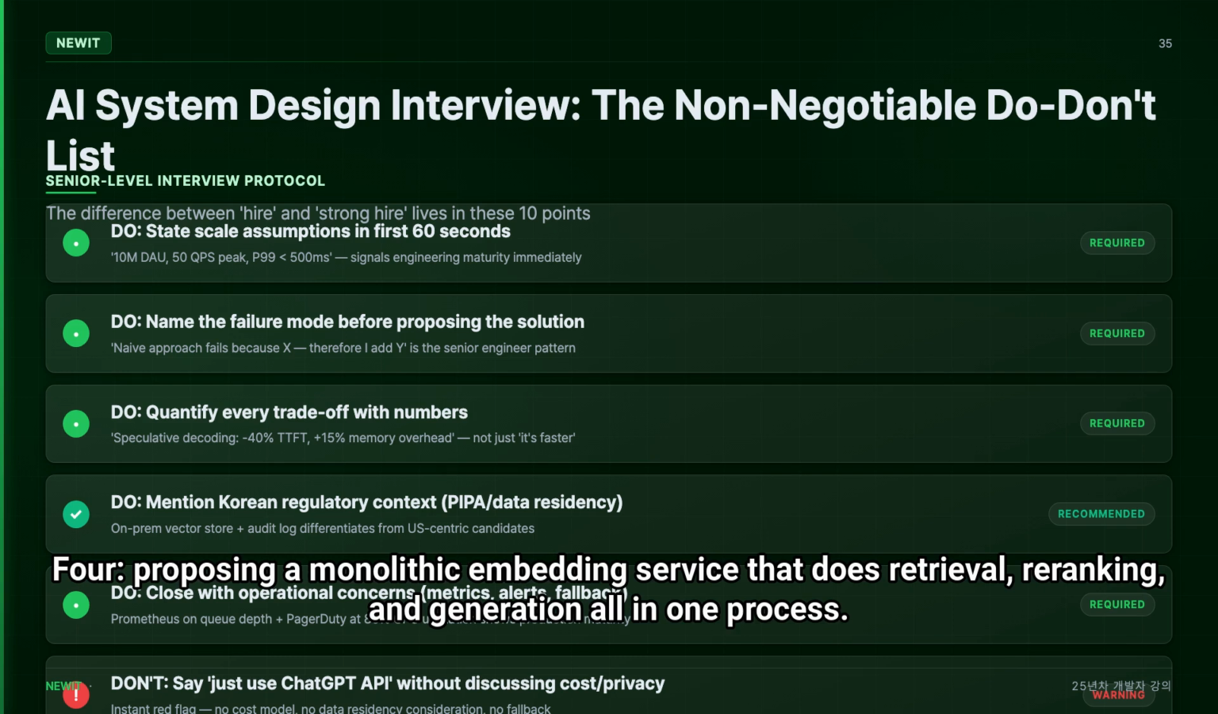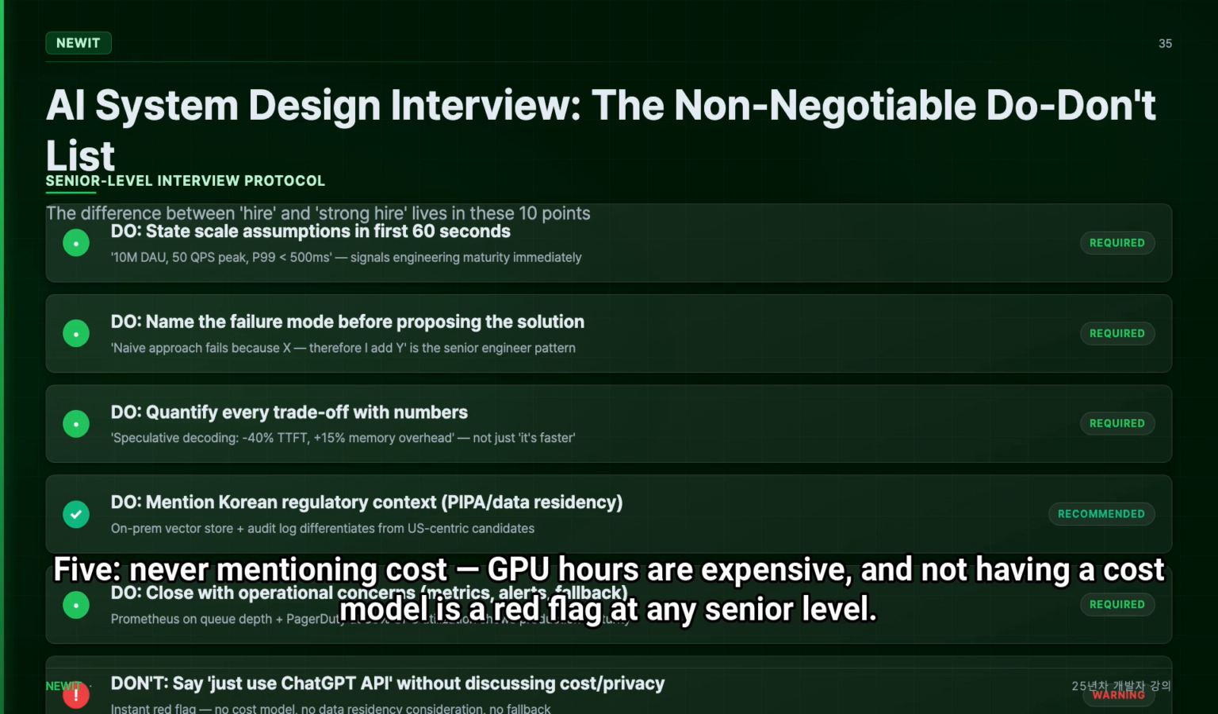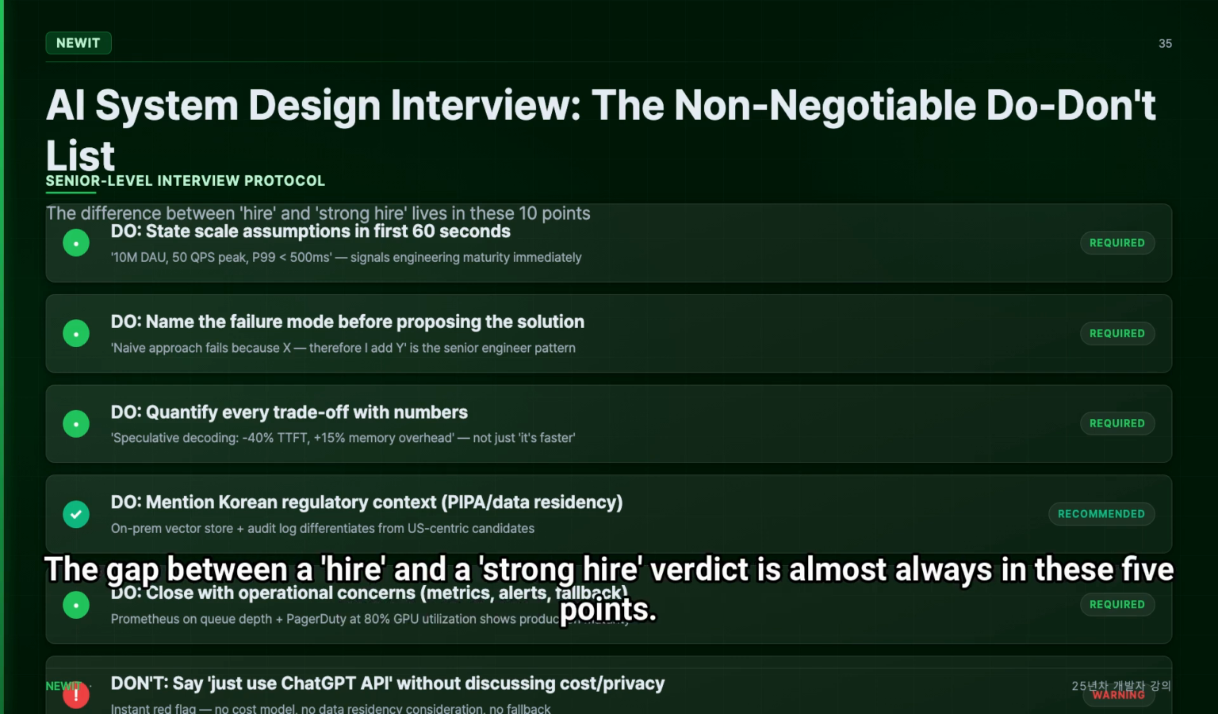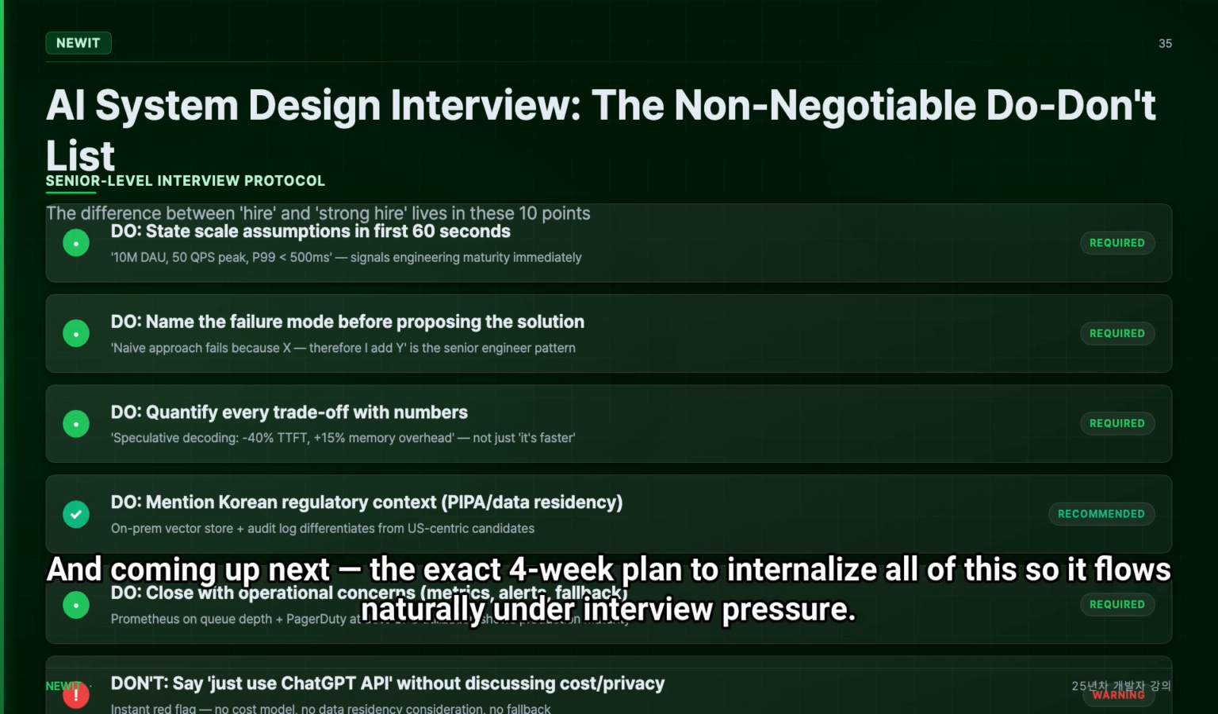4. Proposing a monolithic embedding service that does retrieval, re-ranking, and generation all in one process. 5. Never mentioning cost. GPU hours are expensive, and not having a cost model is a red flag at any senior level. The gap between a hire and a strong hire verdict is almost always in these 5 points. Coming up next, the exact 4-week plan to internalize all of this so it flows naturally under interview pressure.